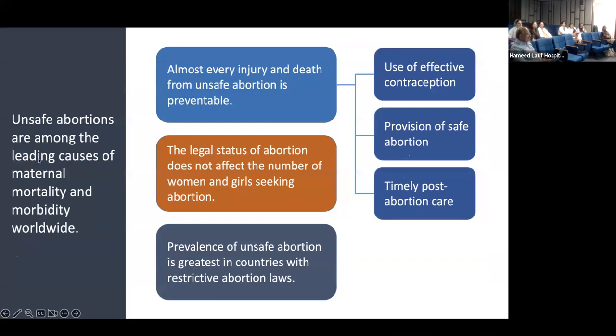Unsafe abortions are amongst the leading causes of maternal mortality and morbidity worldwide. So far as morbidity is concerned, we say that 10% of maternal deaths are because of unsafe abortion. We forget about morbidity. If she has infection, she will have PID and symptoms of PID, adhesions, chronic pelvic pain, lifelong. All that infection might result in secondary infertility.